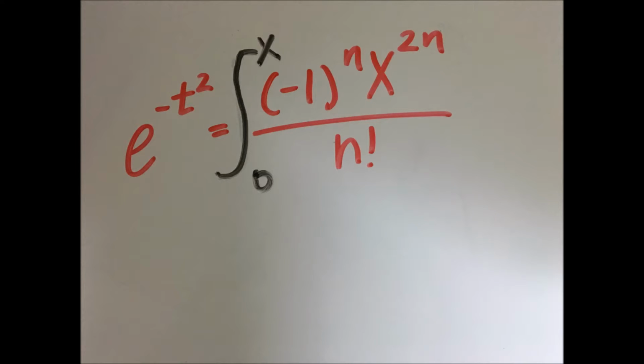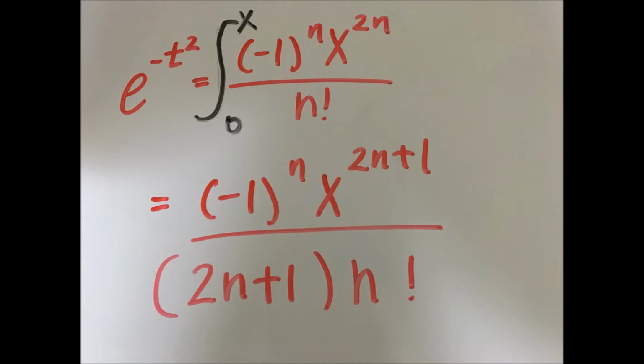So when we take the integral of the power series representation of e to the negative t squared with respect to x, we get negative 1 to the n times x to the 2n plus 1, since when we take antiderivatives, we add 1 to the exponent power. Then we divide the numerator by the new exponential power, which is 2n plus 1. Therefore, the denominator is 2n plus 1 times n factorial.